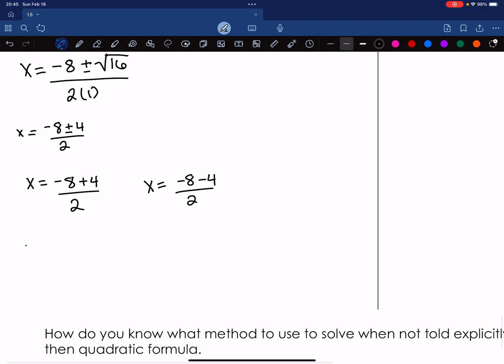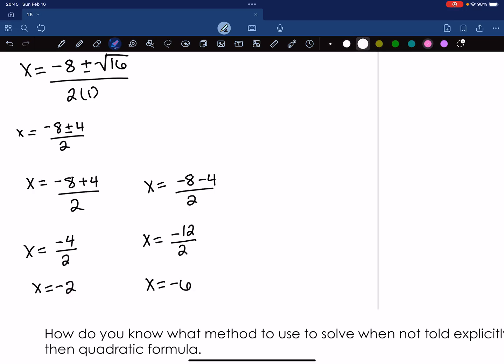Negative 8 plus 4 is a negative 4 over 2. And negative 4 over 2 is negative 2. We would have on the second one, negative 8 minus 4, that's a negative 12 over 2. And that would be a negative 6. So our two solutions for this would be negative 2 and negative 6.